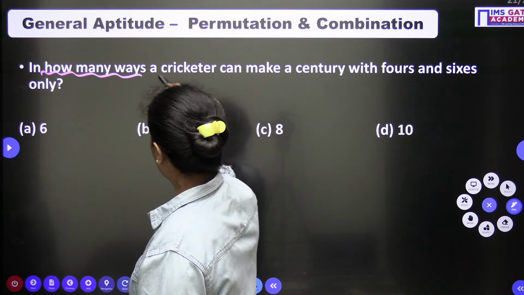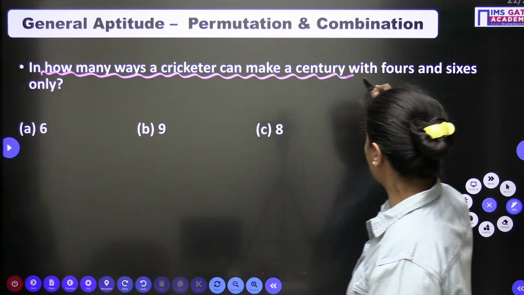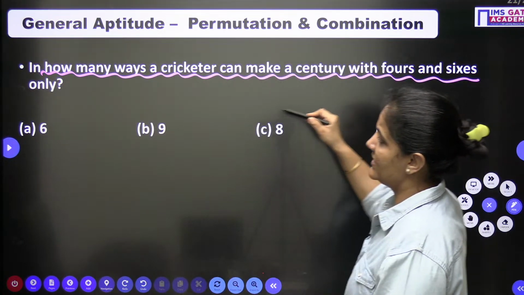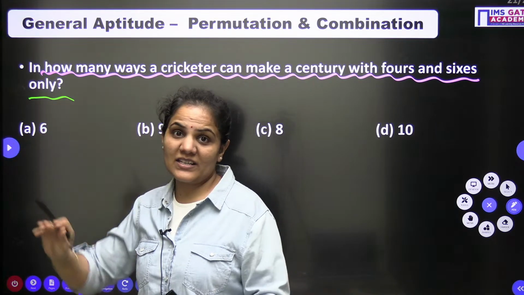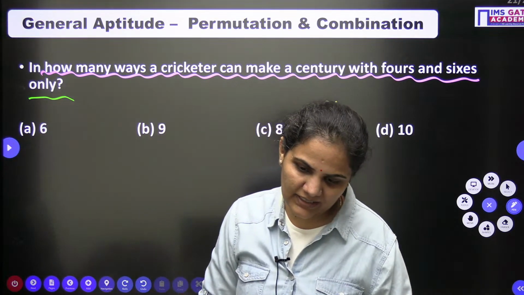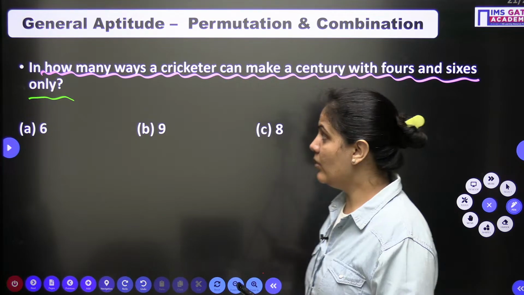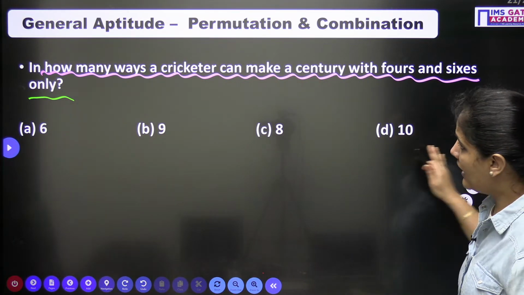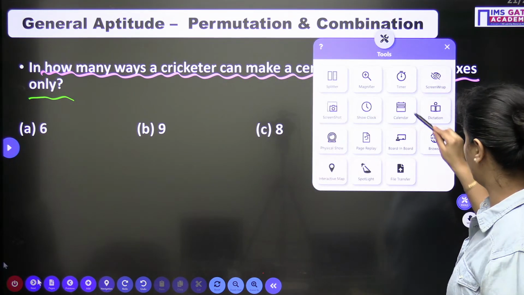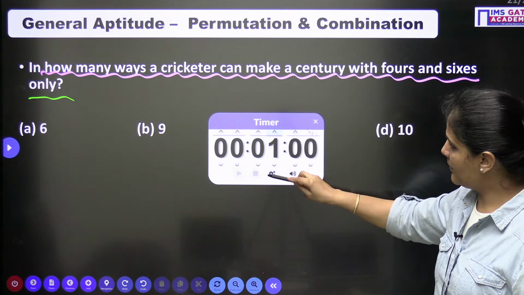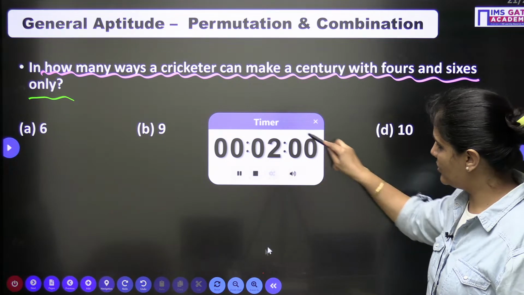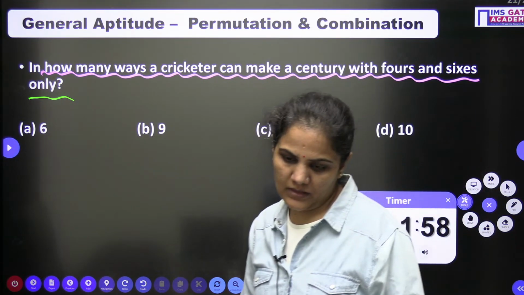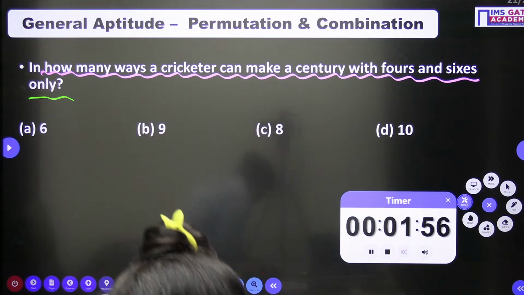In how many ways can a cricketer make a century with fours and sixes only? So now this is clearly mentioned, and I hope everyone can approach this one, how a cricketer can make a century with fours and sixes only. How many number of ways are possible? Even if you have doubt, you can make all the cases one by one here.